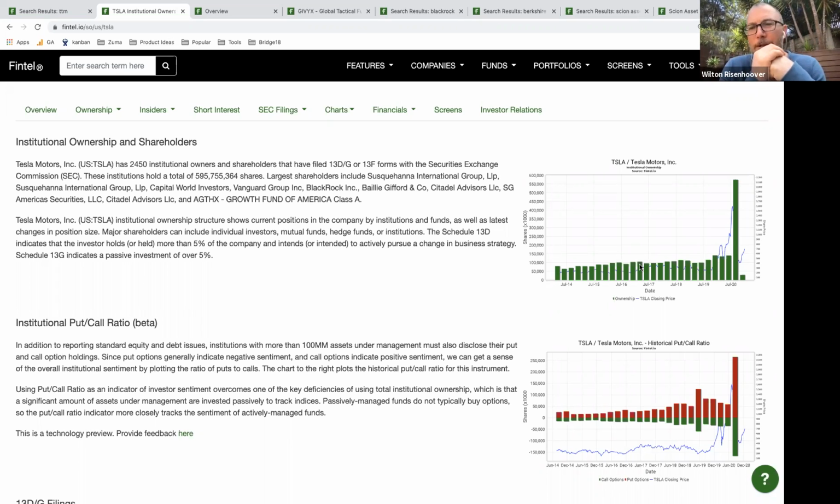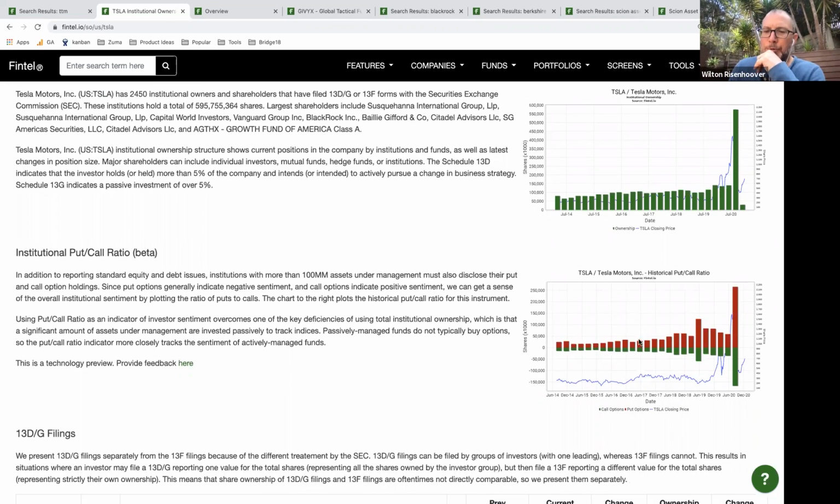So one of the things that I like to do is look at the historical put call ratios of these companies. Basically, you take all the puts that are disclosed by funds and all the calls that are disclosed by funds, and you create a ratio on that, and that's going to tell you the sentiment. Passive investors and index funds don't buy puts, they don't buy calls. The only people that buy puts and calls are actively managed hedge funds, really. So if you really want to know what the sentiment of the smart money is, there's no better indicator, in my opinion, than the institutional put call ratio, which is right here.